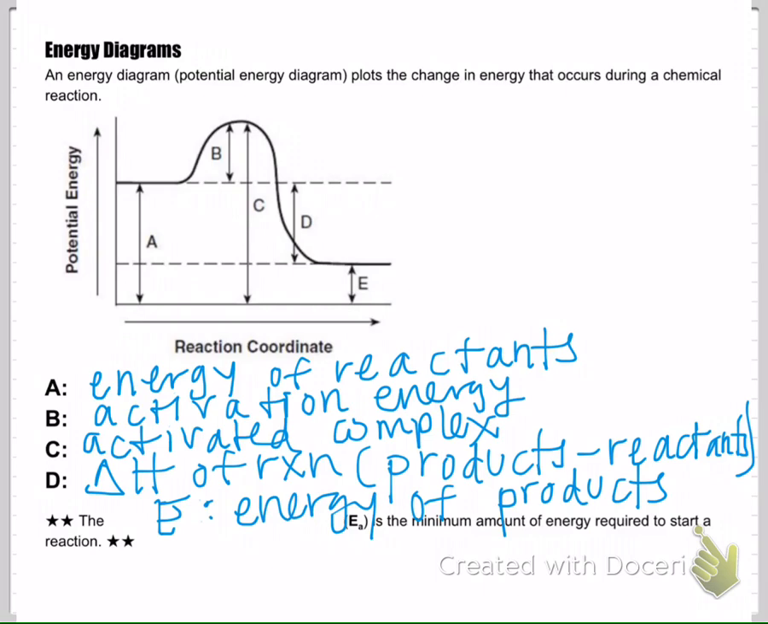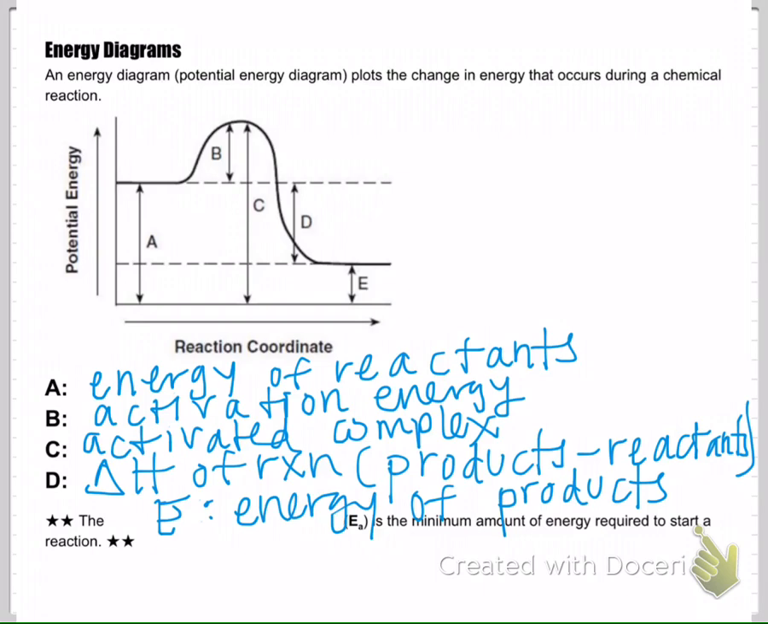We're going to talk about each letter right now. Again, A is the energy that the reactants are bringing to the reaction. B is the activation energy. This is the minimum amount of energy required to get the reaction going. C is known as the activated complex, which is an intermediate state that is formed during the conversion of reactants to products. The activated complex is the structure that results in the maximum energy point along the reaction path.